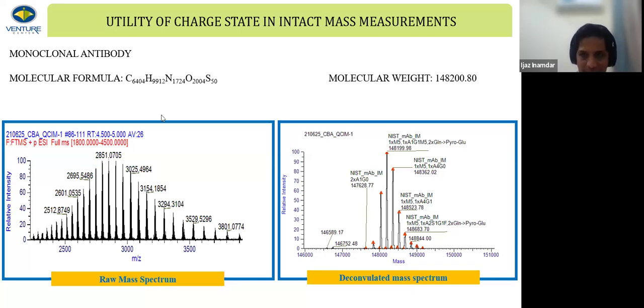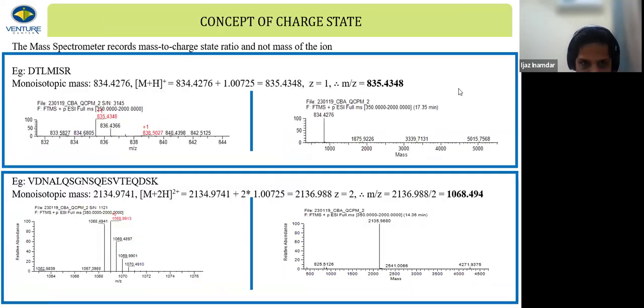So somebody might ask you, we are operating an equipment that has the highest capacity of 6,000 m/z. It cannot scan anything beyond 6,000. Then how are you detecting a molecule that has a mass in kDa, that is 145 kDa? So here you can come to the concept of charge state again.